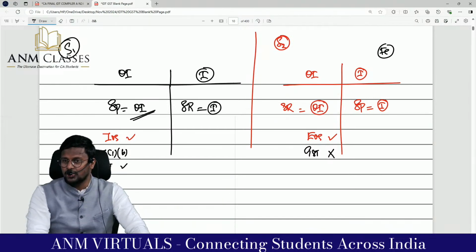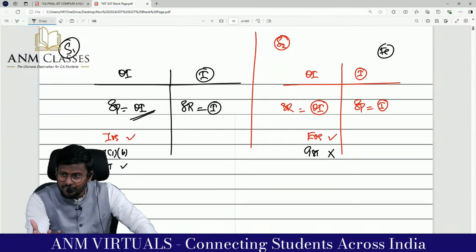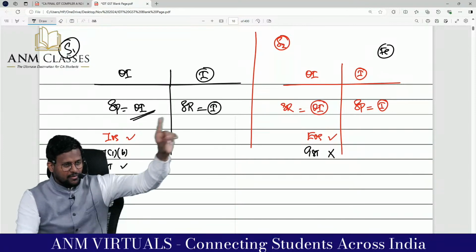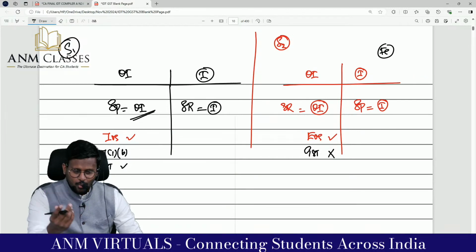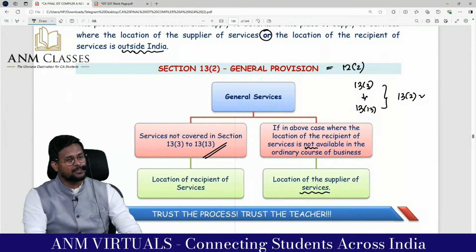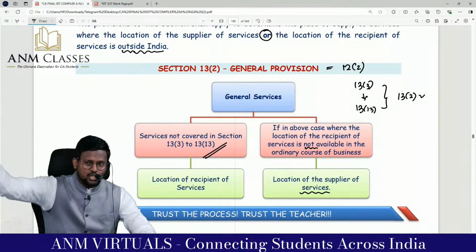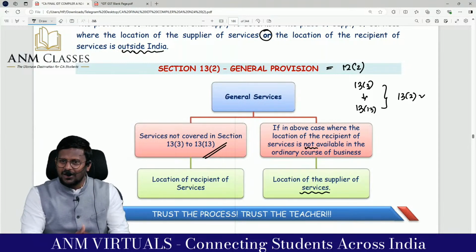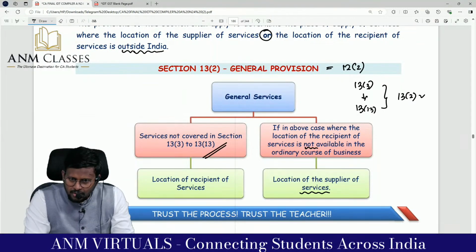Whereas in 13(2), for export of services, the service provider is in India and the service recipient is outside India. What is the place of supply? The location of the recipient of service. That is export of services. We don't want GST. That's what they are saying in 13(2). For import of service, we want GST, but for export of service, we don't want GST. Instead of saying so, what they do is say the place of supply is the location of the recipient.